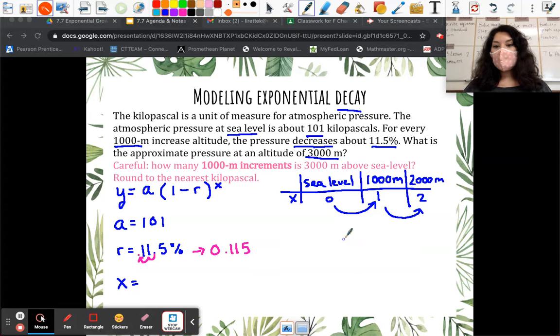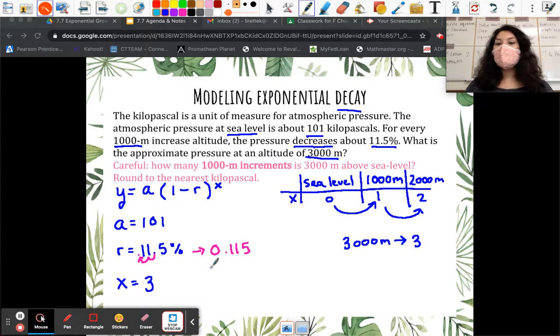And then finally, at 3,000 meters, that's our third increment, okay? That's how many 1,000 meter increments there are above sea level. It's not going to be 3,000 as our exponent. It's actually 3, because you have to think about what the increments are actually increasing by. So we're not just going to subtract 3,000 minus 0 for our sea level to get 3,000. It's really 3. That's our increment.